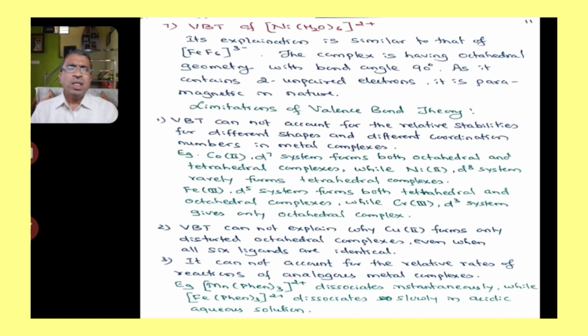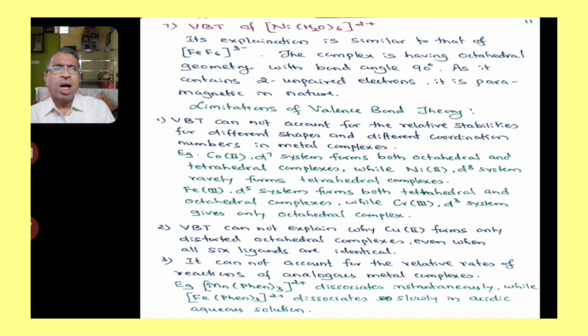Now, try to give a similar explanation for the complex called the hexa-aqua nickel 2 ion. So, this is the homework for you: apply the valence bond theory to this particular complex. Coming lastly, the limitations of valence bond theory.